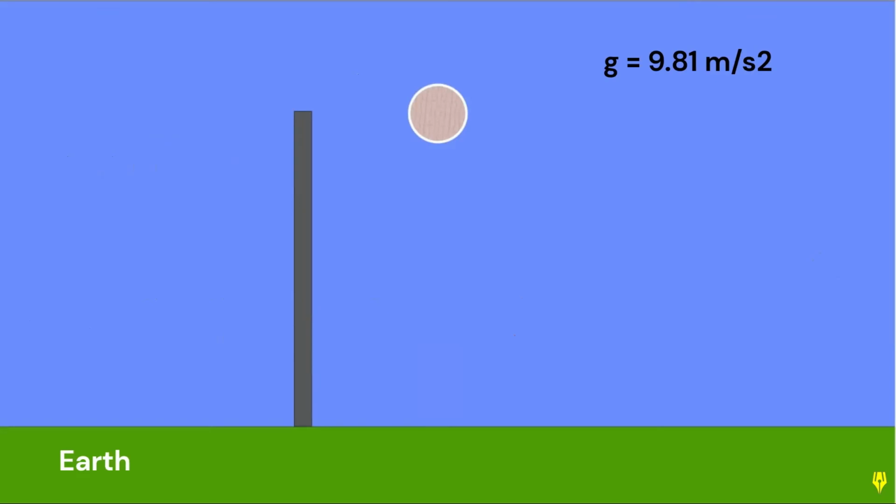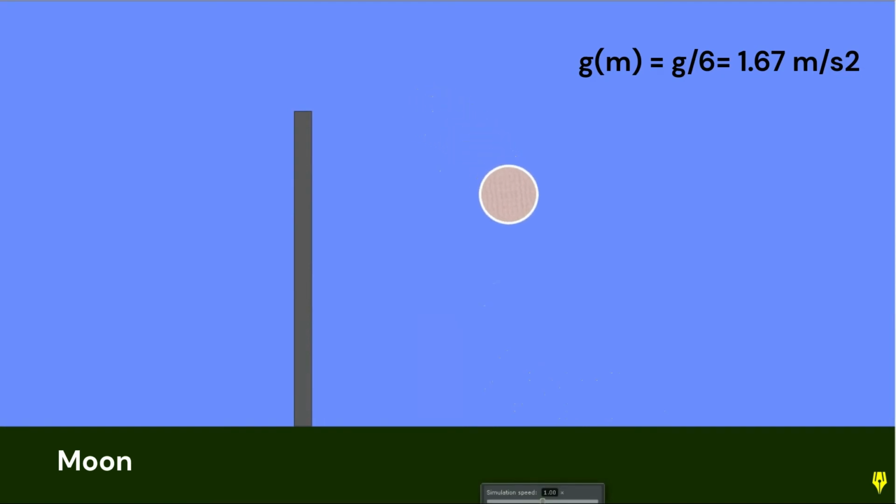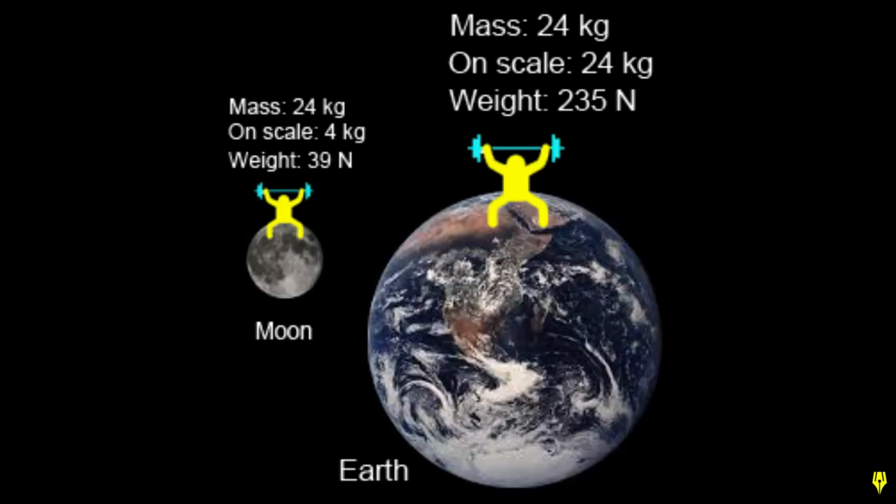Acceleration due to gravity on Earth is 9.81 meters per square second. Due to its low mass, the value of g on the Moon is 1/6 that of the Earth. So objects fall at a slower rate. An object on the Moon weighs 1/6 of that on the Earth.